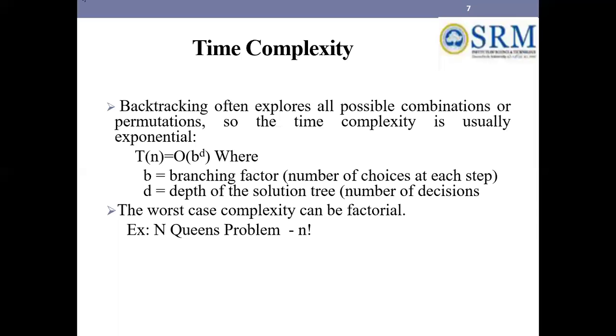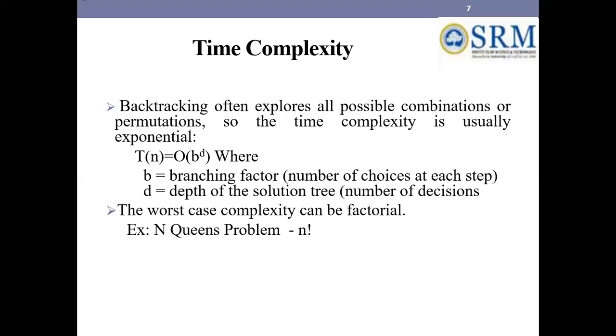And the time complexity of the backtracking algorithm is normally exponential or factorial. Backtracking explores all possible combinations or permutations, so the time complexity is usually exponential. T(n) = O(b^d). What is b and what is d? b is the branching factor, the number of choices at each step. There can be n number of choices. And d is the depth of the solution tree, the number of decisions made. d is depth, b is branching factor. So that is exponential growth.